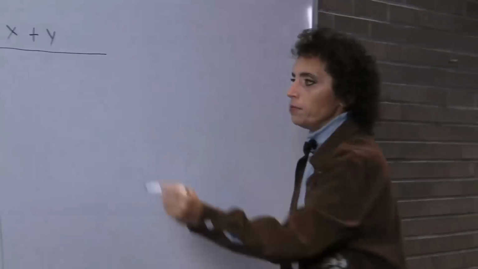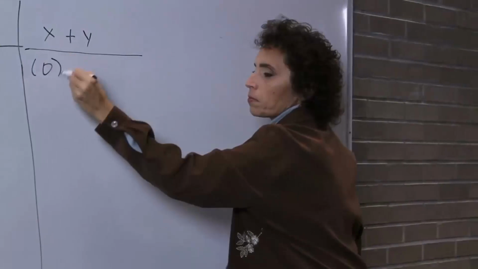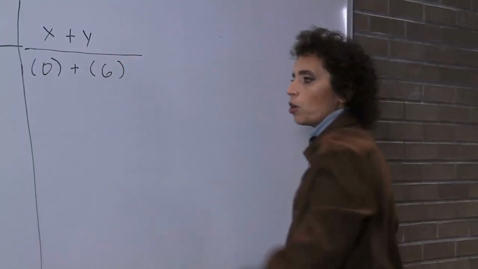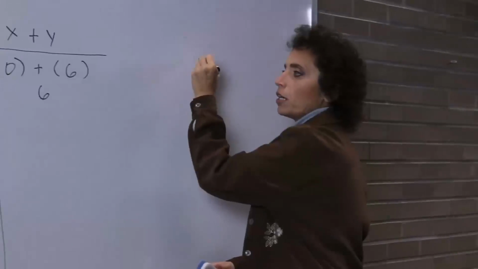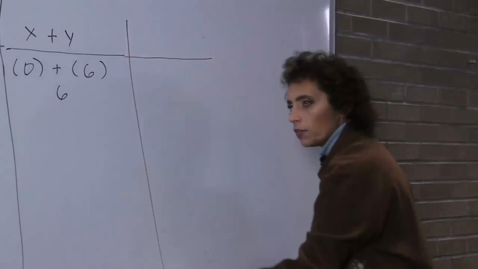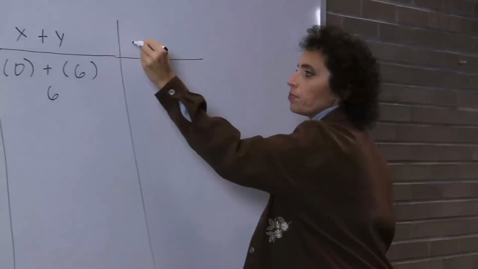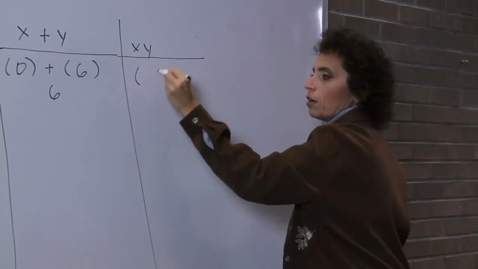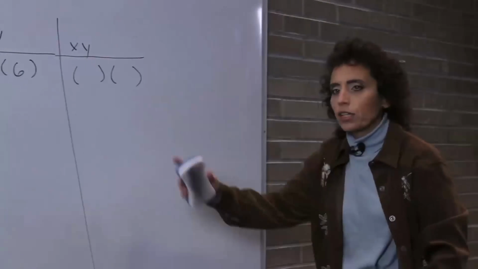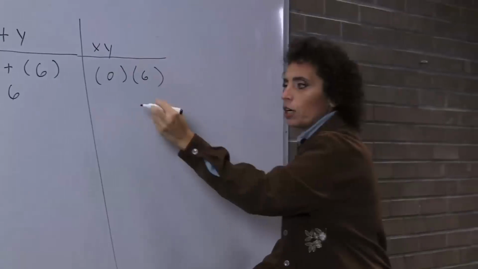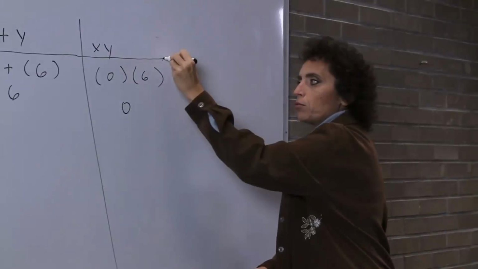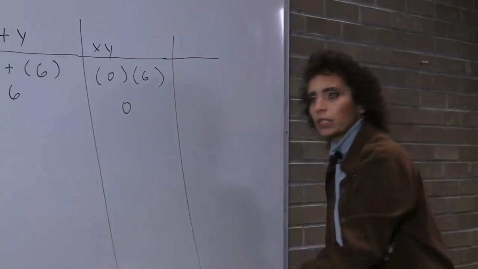Okay, x plus y. 0 plus 6, which is 6, right? Just substituting in. That's kind of an easy one. The next one is x times y. Parentheses. So now we stick the x and the y in. x is 0, y is 6. 0 times 6 is 0. There's that zero property rule. Anything times 0 is 0.